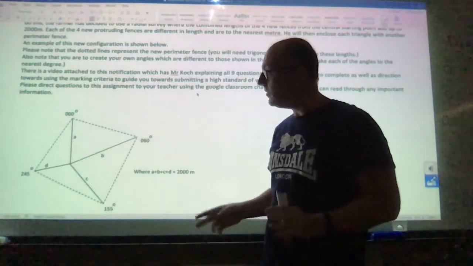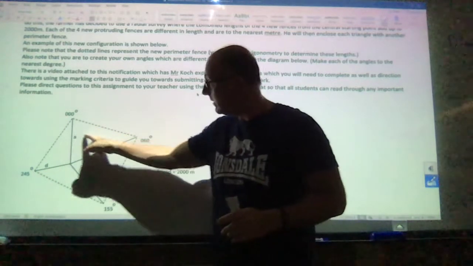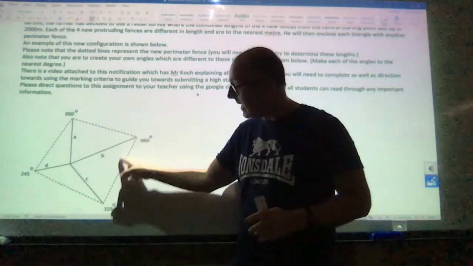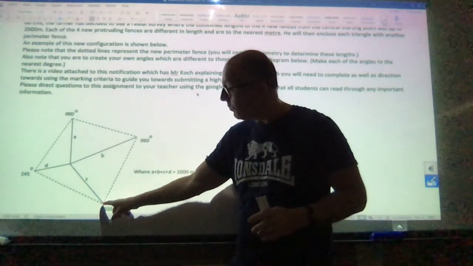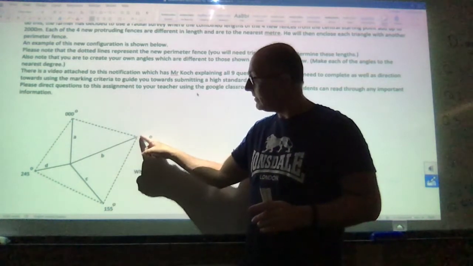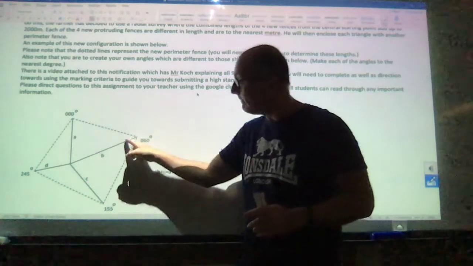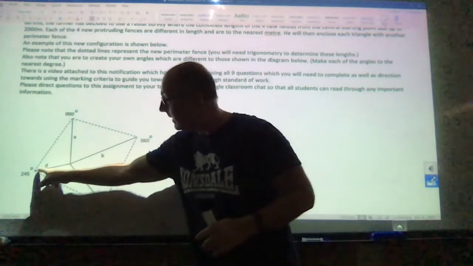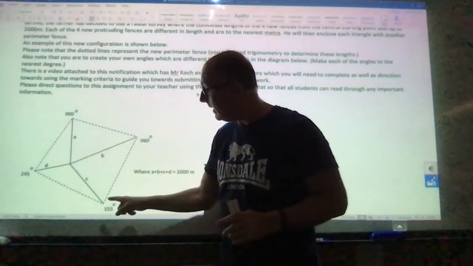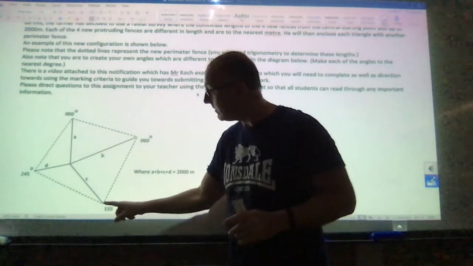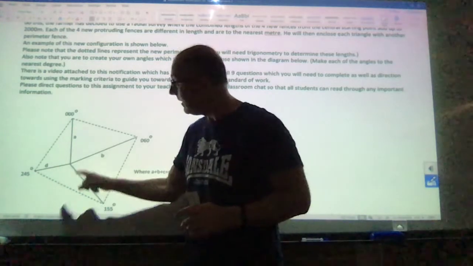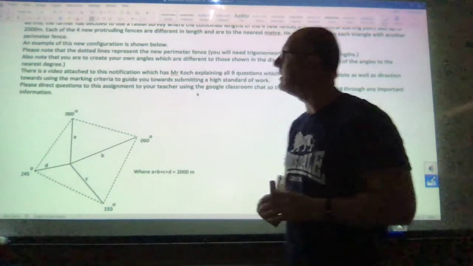Just remember when you're doing a radial survey that this angle in here is obviously 60, but this angle here is not 155. This angle here is 155 minus 60, so what's that, 95 degrees. This angle over here is not 245, it is 245 take away 155, so what's that, 90 degrees in there. So you need to think about this when you're doing it.